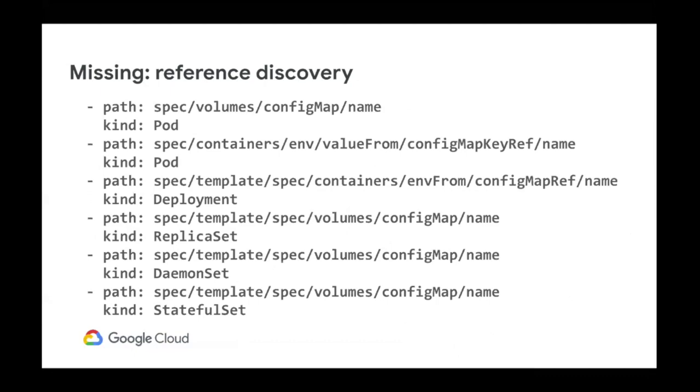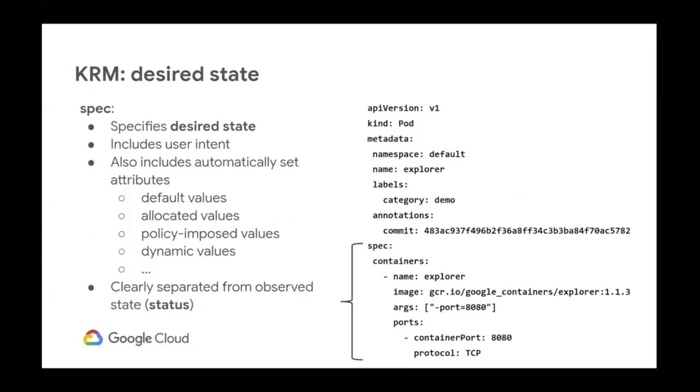A few projects have built their own reference models. This one is from Kustomize. Crossplane has its own solution, at least for its built-in types. But the information really should be encoded in OpenAPI schemas. So that's one opportunity for improvement in the Kubernetes resource model.